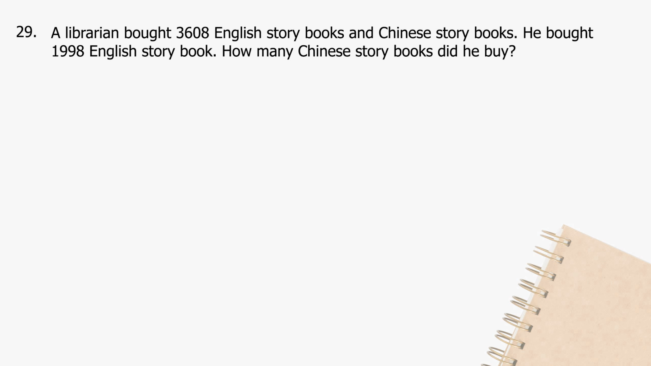Question 29. A librarian bought 3,608 English and Chinese story books. He bought 1,998 English story books. How many Chinese story books did he buy?